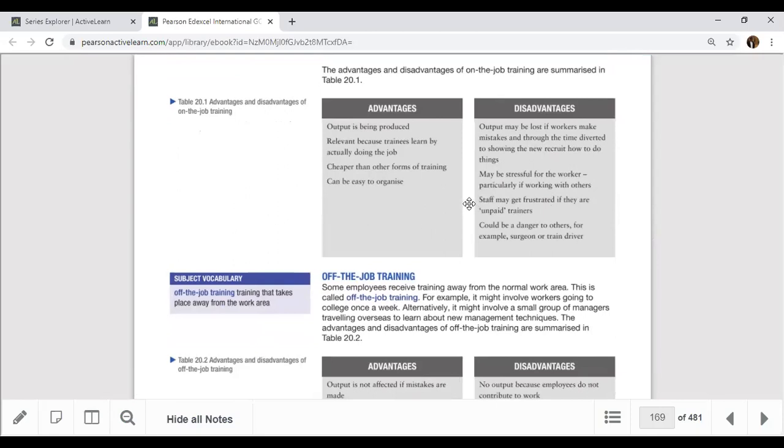They are saying, okay, this is a new person, please train him, teach him. But in return, they are not giving him anything, and it could be dangerous to others, for example a surgeon or a train driver. That's why there's a method called off-job training methods we are doing, right?